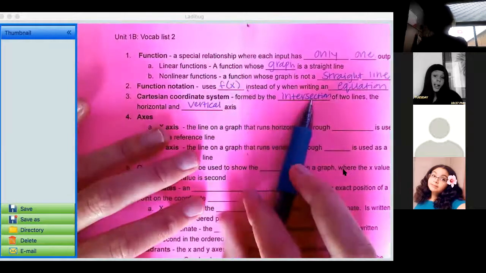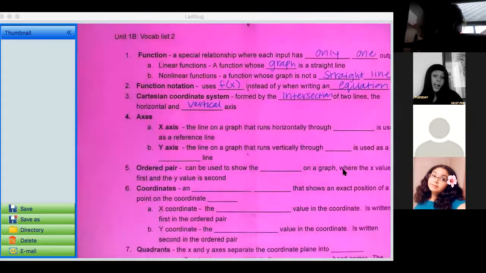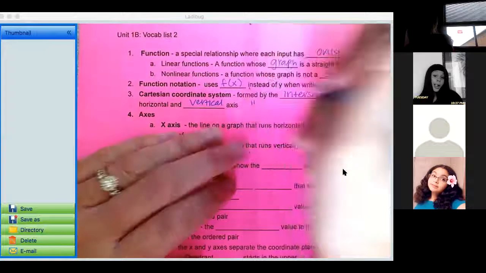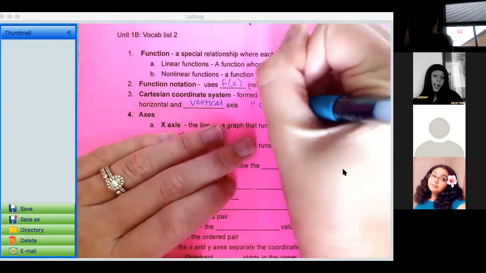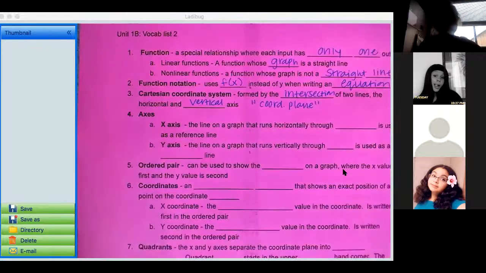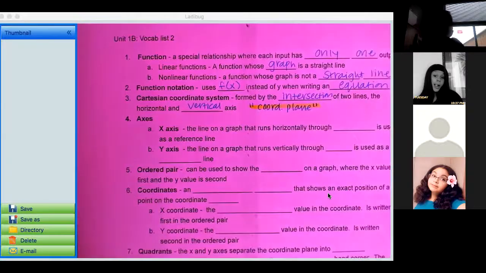Formed by the intersection of two lines, it's the horizontal and vertical axes. So the Cartesian coordinate system is just your coordinate plane. So your light bulb word for this could be coordinate plane. I am going to help y'all with your light bulb words for some of your cards if you're up here. So make sure you write that down, okay? Jordan, you remember you got to do light bulb words, right? You did good on yours last time. Remember the light bulb words on the vocab card? So that one you could say coordinate plane.